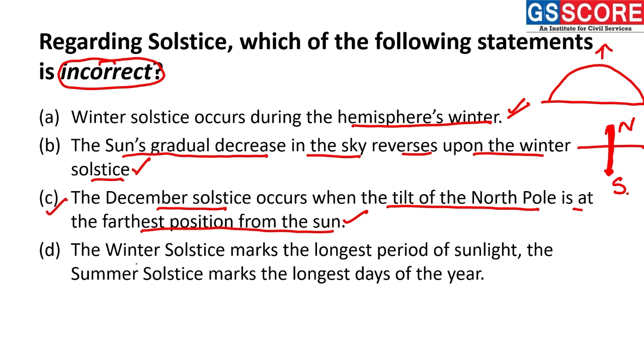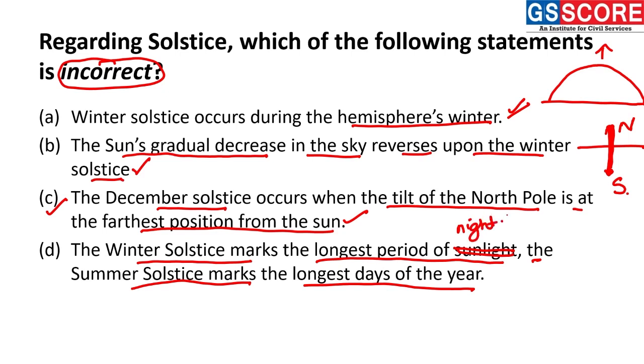Statement D we can assess. The winter solstice marks the longest period of sunlight. It is an incorrect statement. This period will be lightless, or it will be a night. The summer solstice marks the longest day of the year, which is a correct statement. Thus, the winter solstice being described as having the longest sunlight makes this statement incorrect. Moving towards our next question.